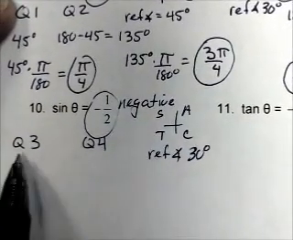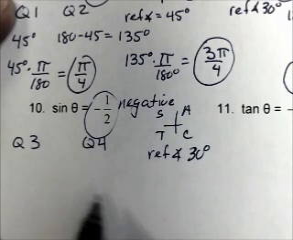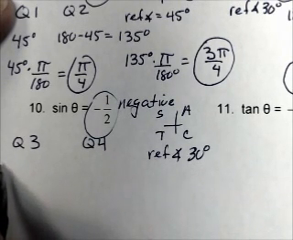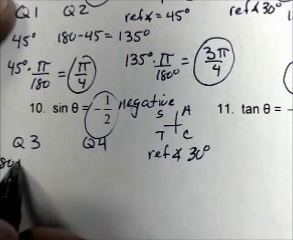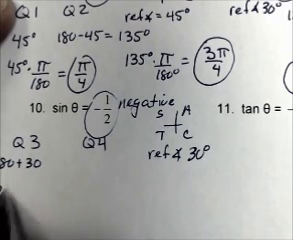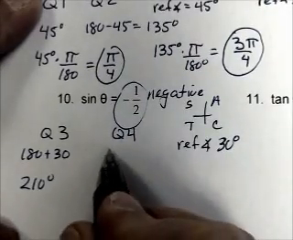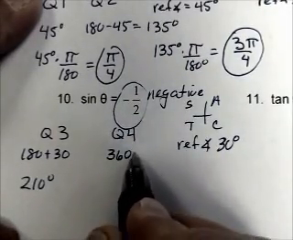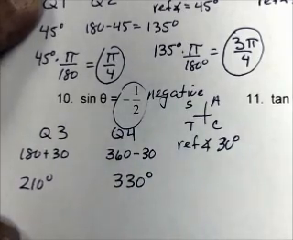And in quadrant 3, a reference angle of 30 degrees would be coterminal with an angle measure of 180 plus 30, which is 210. And in quadrant 4, to get our angle, we take 360 minus our reference angle, which is 330. All right.